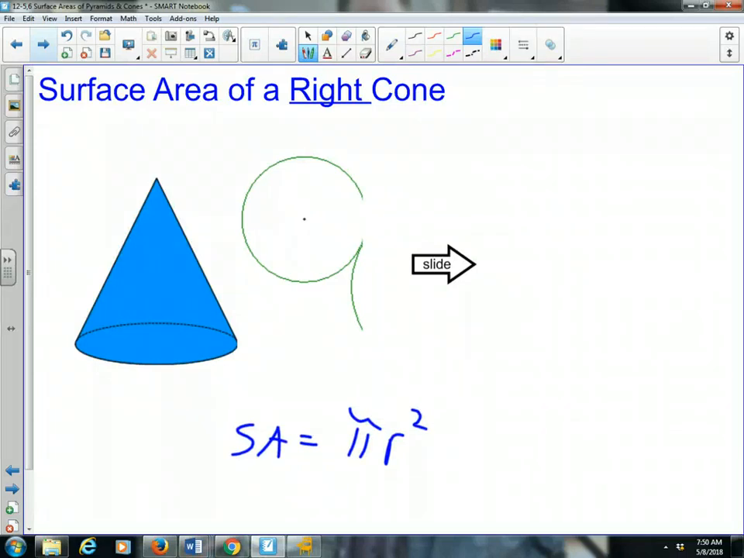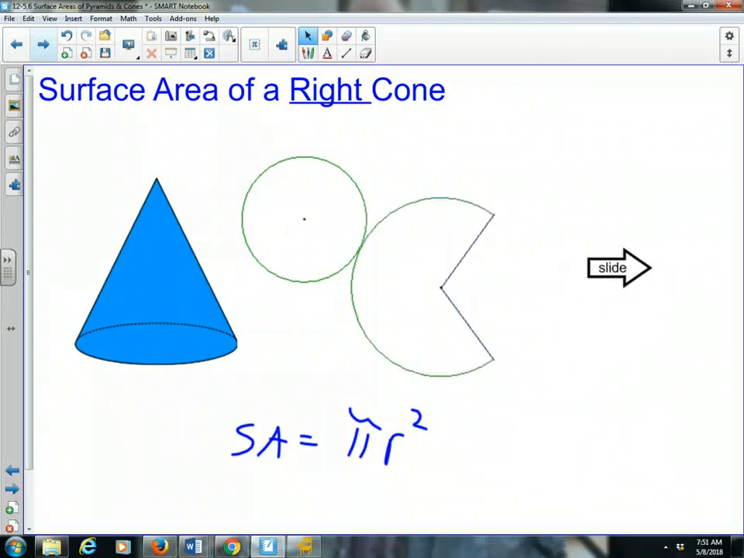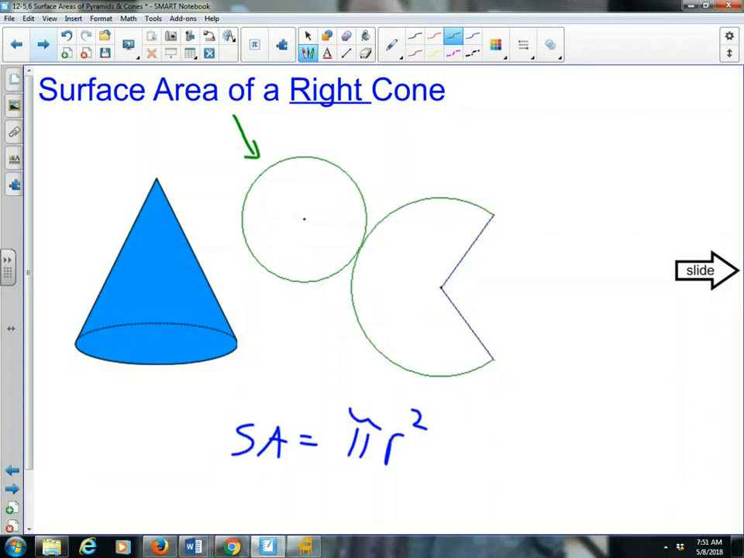For the surface area of any cone, it's going to be pi r squared, because that's the area of the base. Now, if we unravel the cone, or unfold it so it's flat, depending on how tall the cone is, it's going to look like what I call a Ms. Pac-Man kind of a thing. So the surface area of the cone is the area of this one plus the area of this one. We already said that this one is pi r squared.